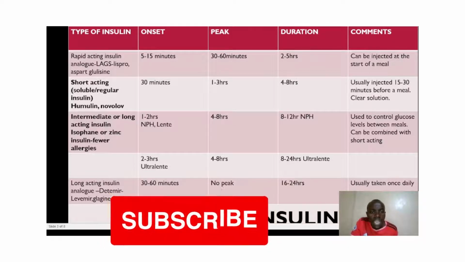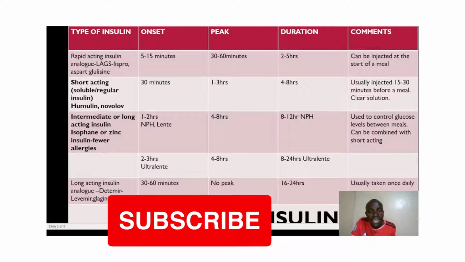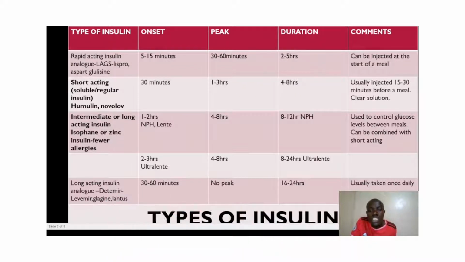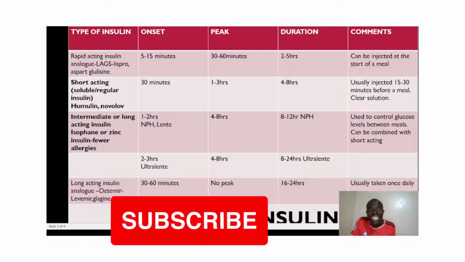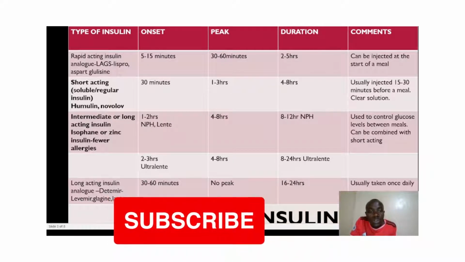What about the correction of high blood sugar? If a person with diabetes experiences high blood sugar levels between meals or due to other factors, like stress, rapid acting insulin can be used to bring the sugar levels back to the normal range.